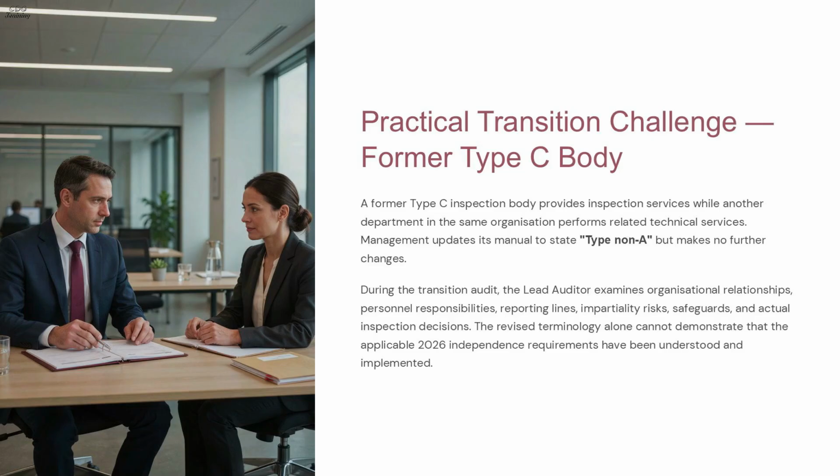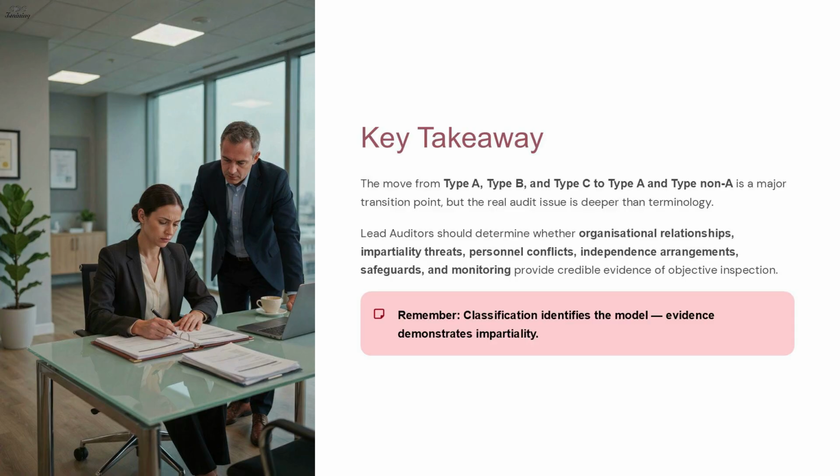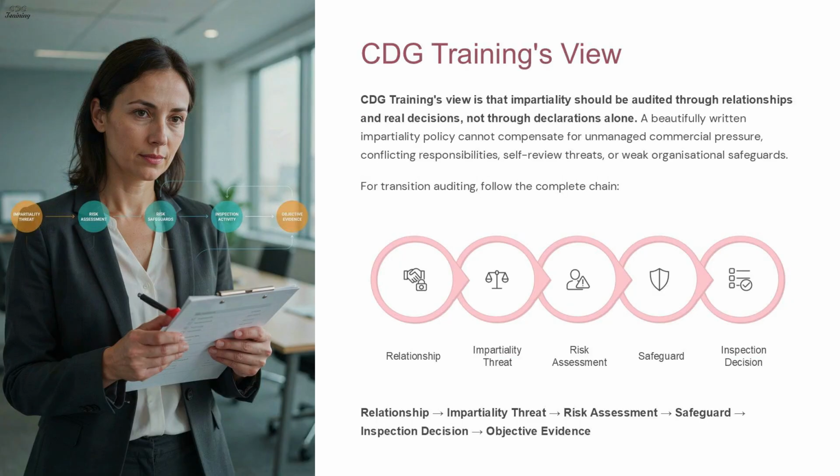Transitioning from Type C to Type non-A involves understanding relationships and responsibilities, not just a name change. The key takeaway is that evidence, not just classification, demonstrates impartiality, requiring a deeper understanding of relationships and threats. CDG training emphasizes auditing through relationships and real decisions, not just declarations, to ensure true impartiality.